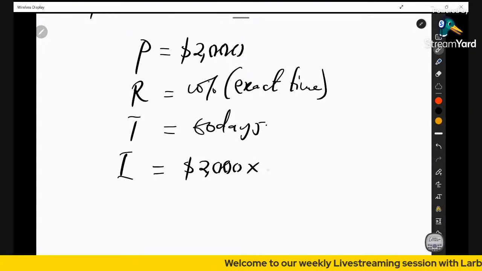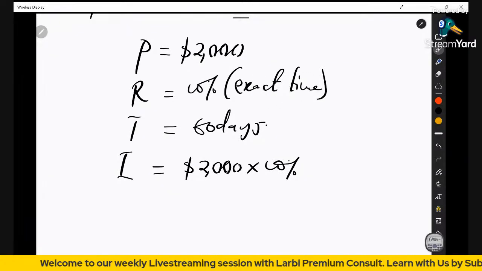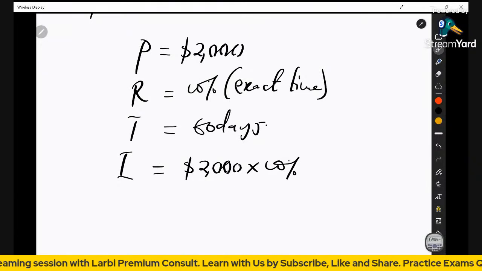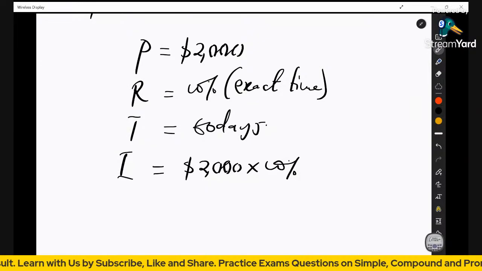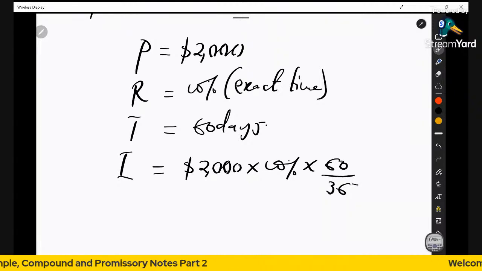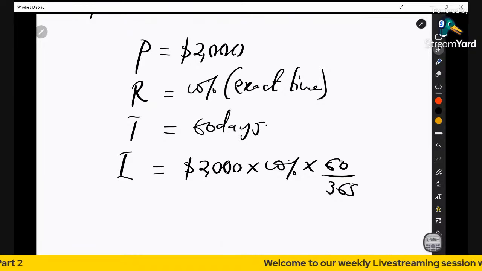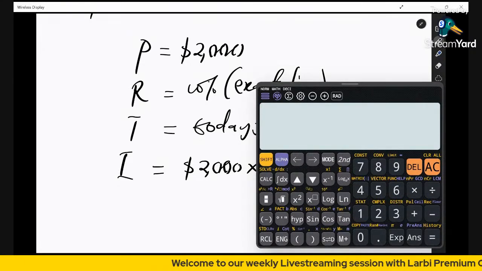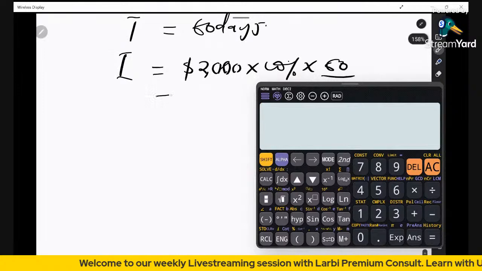Multiplying the rate of what, 10%. Remember, here we're talking about exact time, and we know that for exact time we make use of the denominator, which should be 365 days, or 366 days if it is a leap year, right? So here it's going to be $2,000 multiplying 10% and then multiplying 60, because of the exact time we divide by 365 days, and we are good to go. All right, so once you compute whatever you get, that becomes your interest in that line.